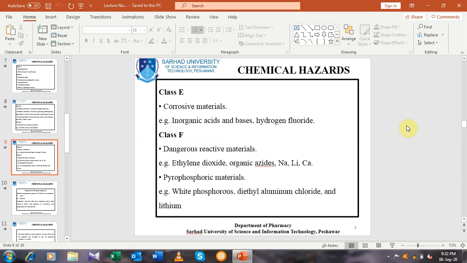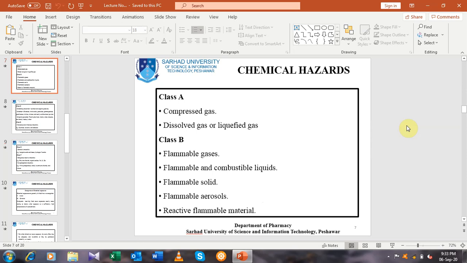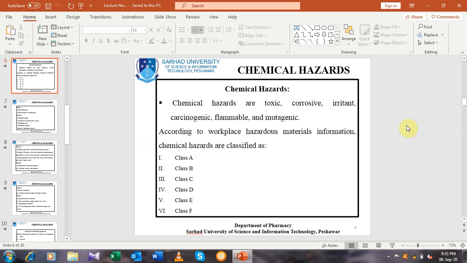Class E includes corrosive materials like inorganic acids and bases, hydrogen fluoride. In class F, dangerous reactive materials, for example ethylene oxide, organic azides, sodium, lithium, calcium, or phosphorus materials including white phosphorus, diethyl aluminium chloride, and lithium are the chemicals included in class F. In this section we have discussed the different categories or classification of chemical hazards according to Workplace Hazardous Materials Information.